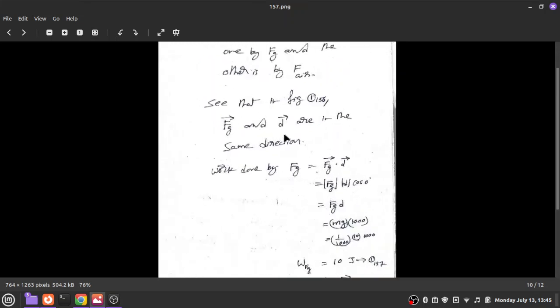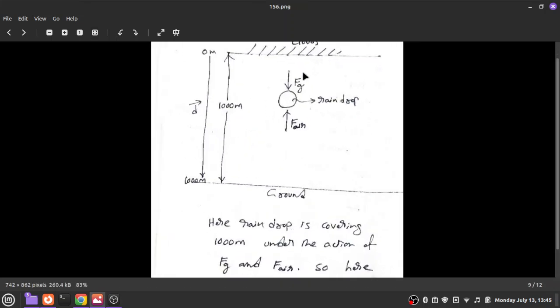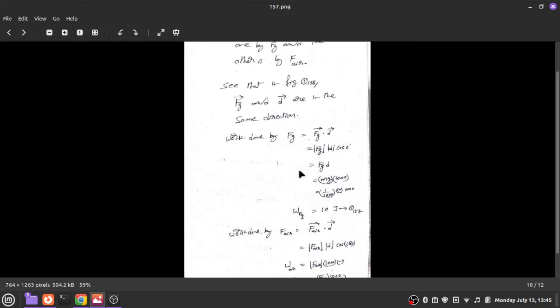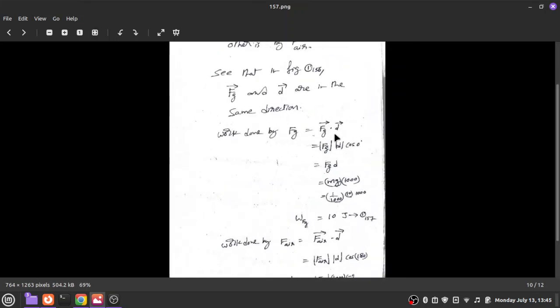See that Fg and displacement are in the same direction. In the figure, Fg is downward and displacement is also downward. So Fg and D are in the same direction. Same direction vectors have zero angle between them. So the work done by Fg is equal to Fg vector dot D vector, which is Fg D cos 0, because the angle is 0 between parallel vectors. So cos 0 is 1, and the final result is Fg into D. Fg is equal to m into g into 1000.